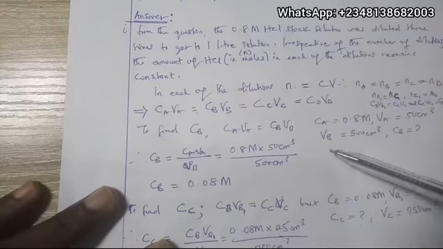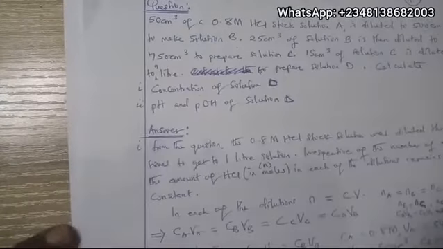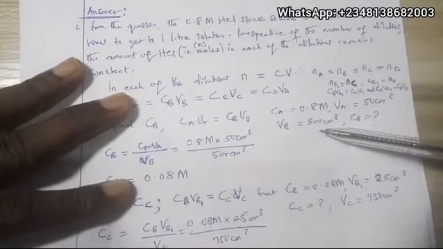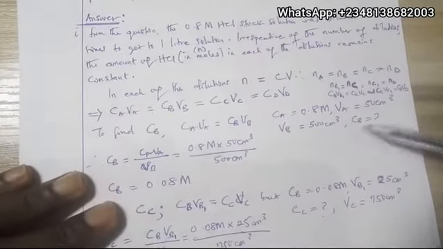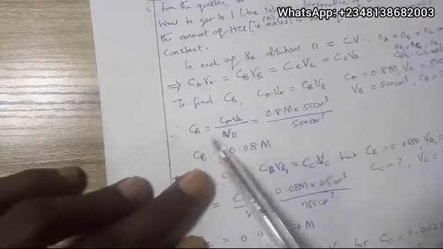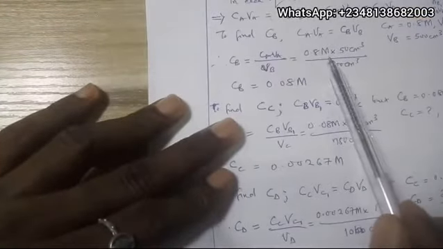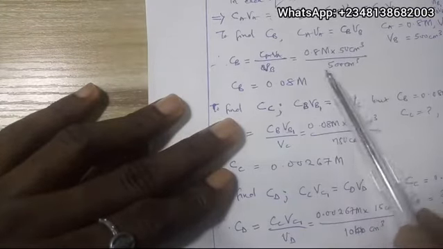Now VB is the volume of the solution B that was produced. That means having diluted solution A to produce a particular volume, which is 500 cm cube of solution B. So VB is the volume of that solution B produced. We are looking for CB. Now, having done that, CB is equal to 0.8 mole per dm cube times 50 cm cube all over 500 cm cube.